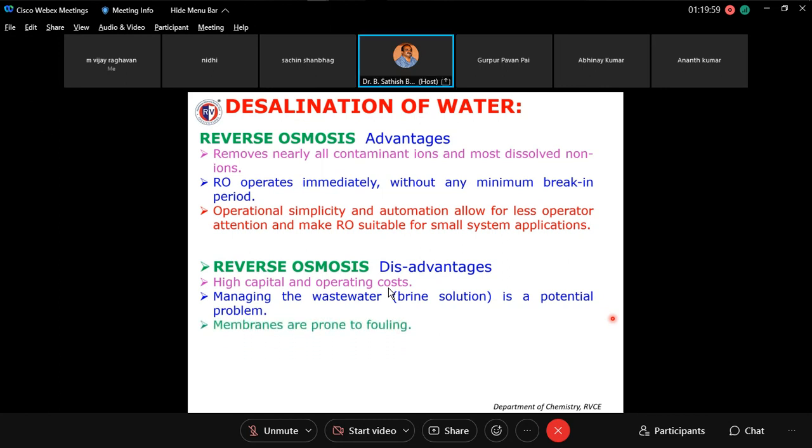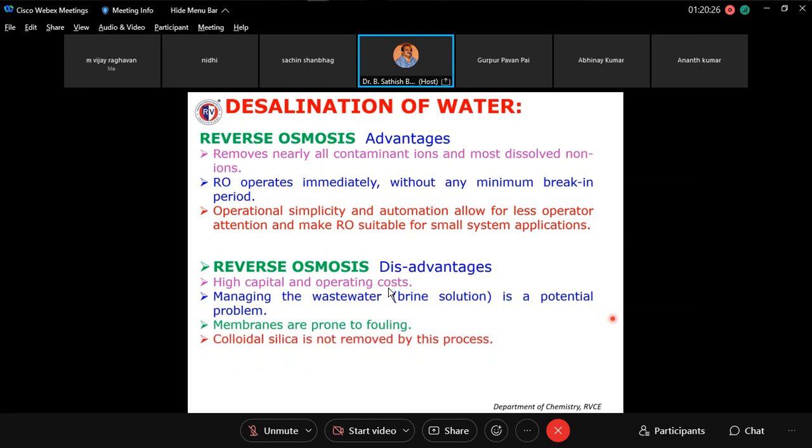Then membranes are prone to fouling. So if the water has too much TDS, right? The fouling of the membrane is very high. Fouling means what? Clogging. Okay. And these dissolved salts and all, they will go and sit on the surface of the membrane and reduce the further filtration. Okay. So that is one more disadvantage.